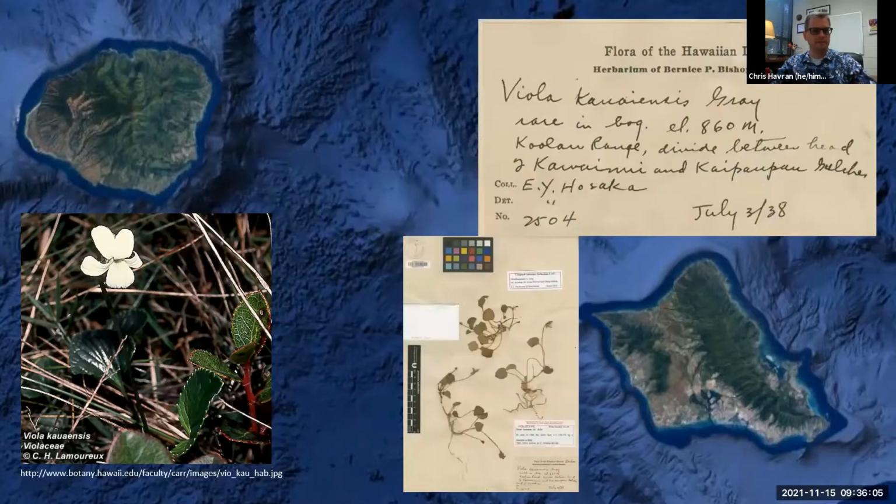But in 1938, Edward Hosaka had discovered a new population of Viola kauaiensis on Oahu in the Ko'olau Range. St. John had named this Viola hosakai, and the manual treated this as possibly another taxon of Viola kauaiensis. But taxonomic work had not been done on this since St. John published this as a new taxon.